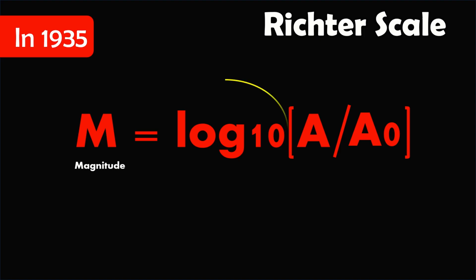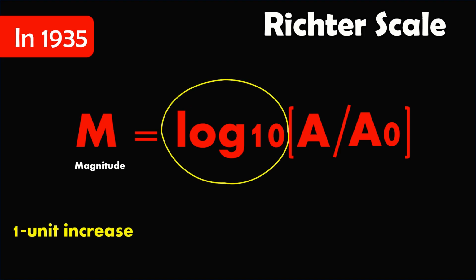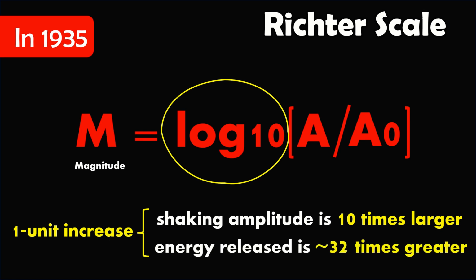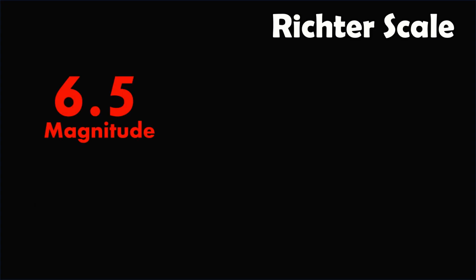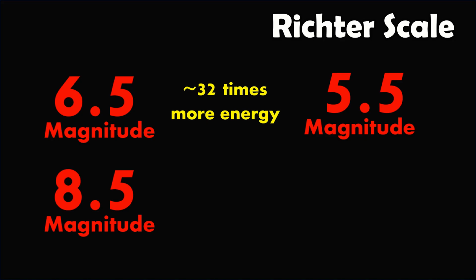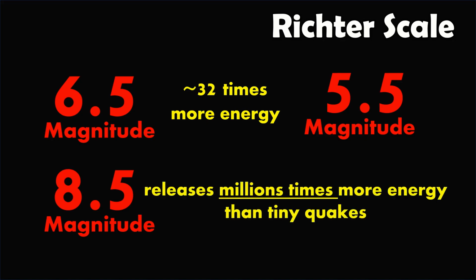Because the scale is logarithmic, every 1 unit increase means the shaking amplitude is 10 times larger, and the energy released is about 32 times greater. For example, a magnitude 6.5 releases 32 times more energy than a 5.5. While a magnitude 8.5 releases millions of times more energy than tiny quakes people can barely feel.